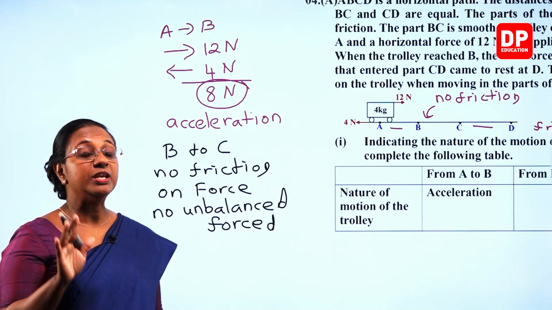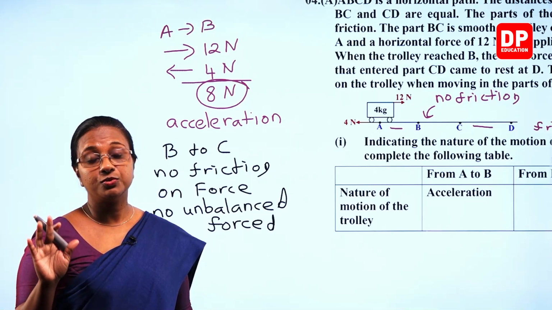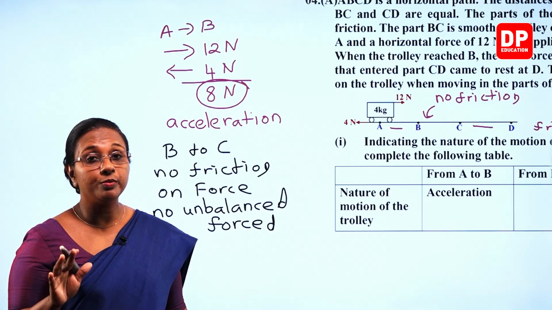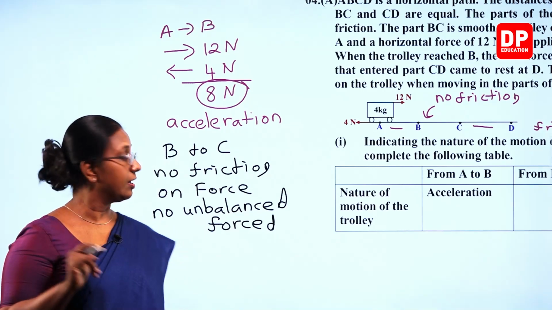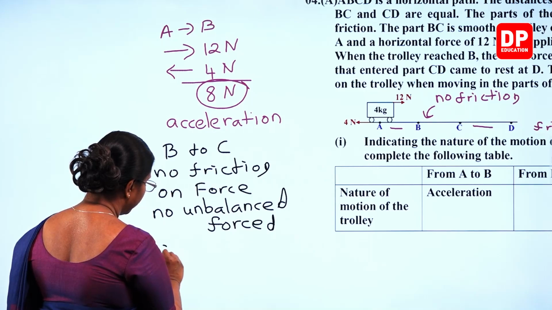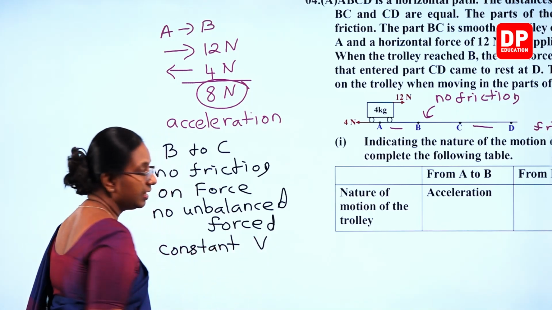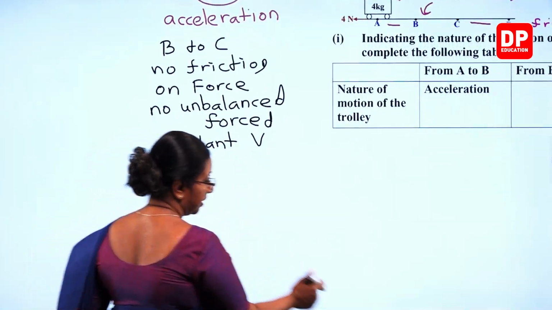Then according to Newton's first law, when there is no unbalanced force applied, an object in motion will move with constant velocity or uniform velocity. So here this is going to be constant velocity. Is that clear, students? After that, what happens?